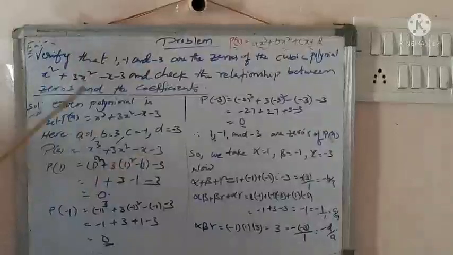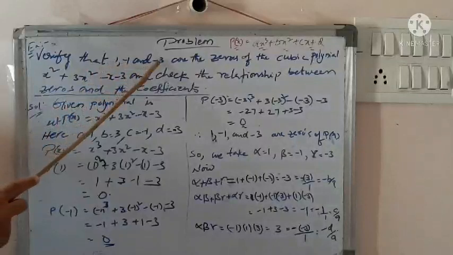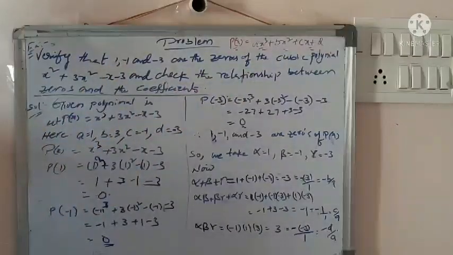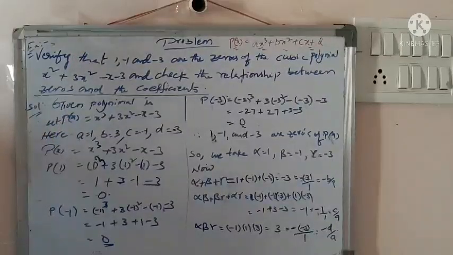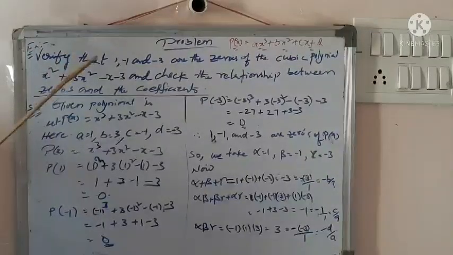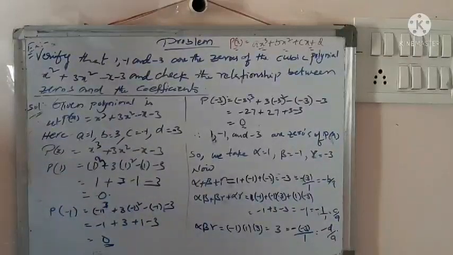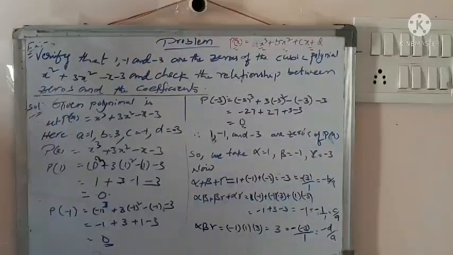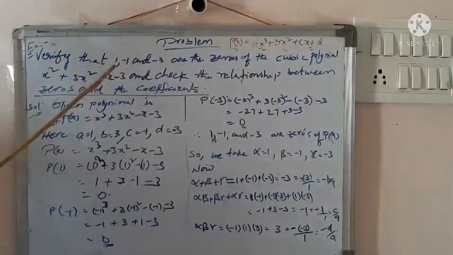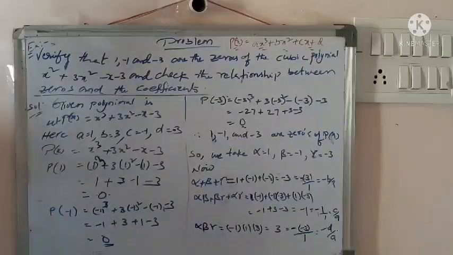Now what is asked in this problem? Verify that 1, minus 1 and minus 3 are the zeros of the cubic polynomial. We know the zeros of a polynomial. What are the zeros of a polynomial? The values for which the polynomial becomes 0. That value is called a zero of the polynomial. So are 1, minus 1, minus 3 zeros of the polynomial or not?